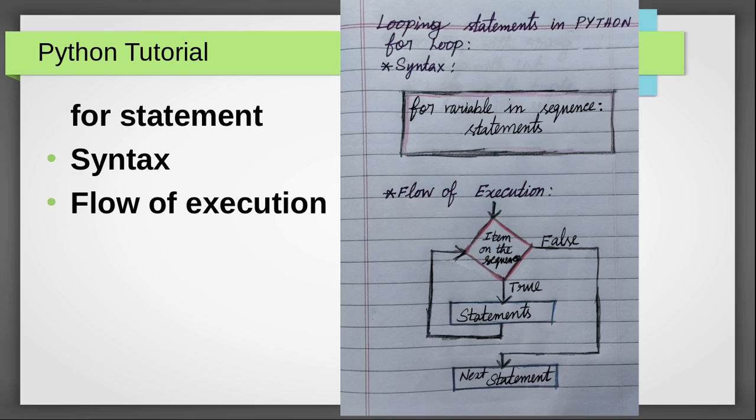So look at the flow of execution. If there is an item in the sequence, it is true, so it goes to the statements and takes the next item. The process is repeated, and when there is no item left in the sequence, the control goes to the next statement. So this is the flow of execution.